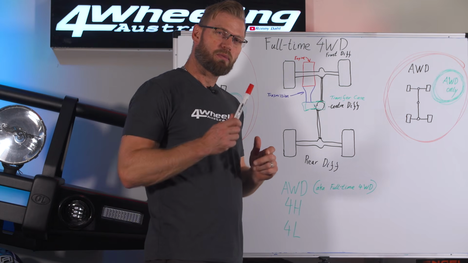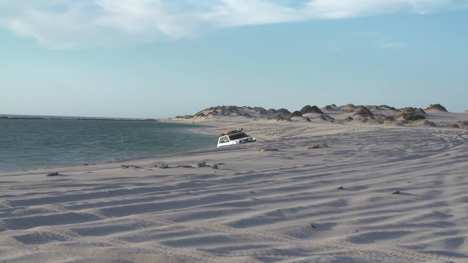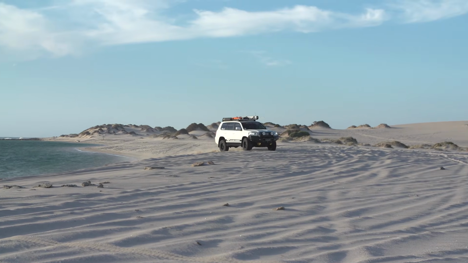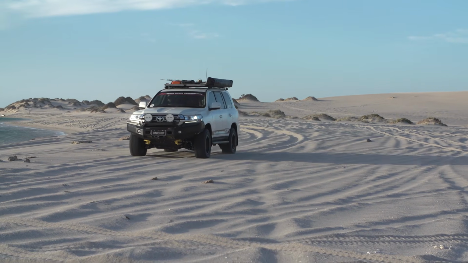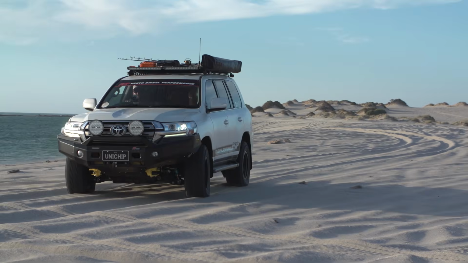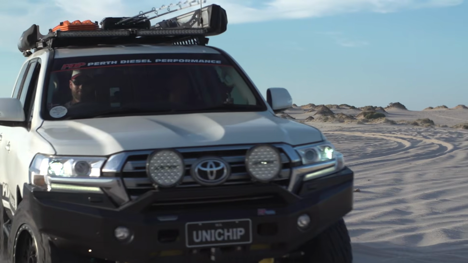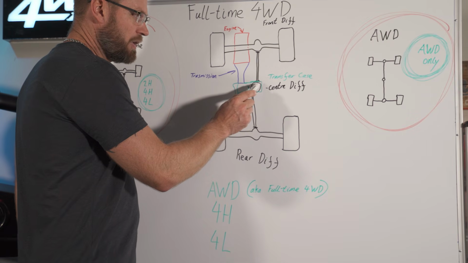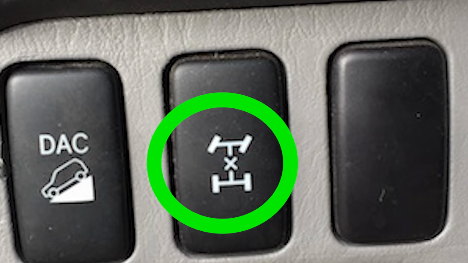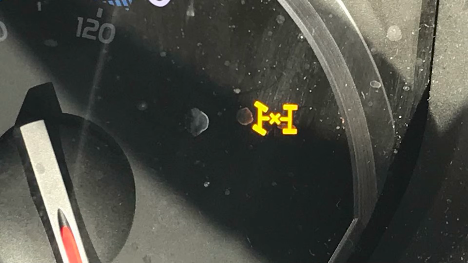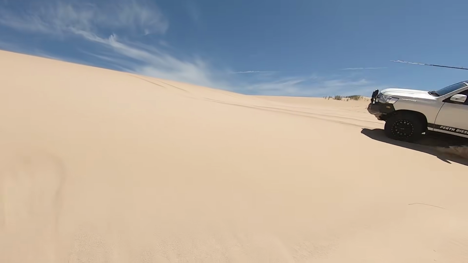But when you want to do proper four-wheel driving, and you're on the beach, you're on some soft sand, you're on some technical stuff, you're in an environment where you actually need four-wheel drive, which is most of the places that we go to, what you do is you lock your center diff. When you lock the center diff, a little illumination on your dashboard is going to come up and it's going to tell you we are now locked and we are in four-wheel drive. Let's go and have some fun.